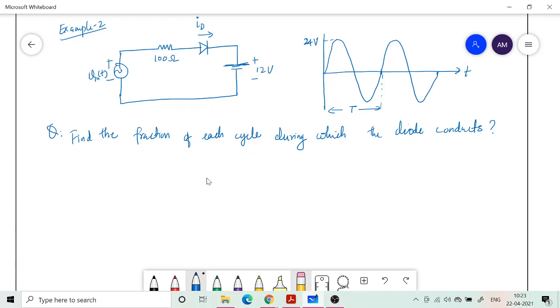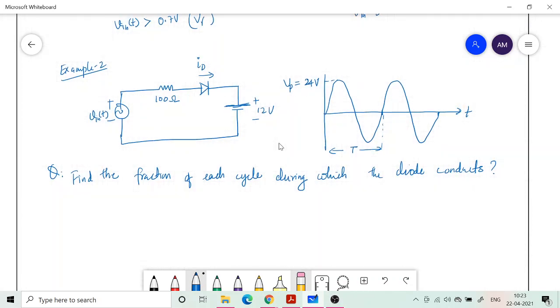Here V of t has a peak, VP, of 24 volts. Vin is a sine wave. If you write the expression for Vin, what I am plotting here is Vin of t. Like before, we can write it as 24 sin(2 pi t by T). This is the input voltage that you apply. Now the question is to find the fraction of each cycle during which the diode conducts.